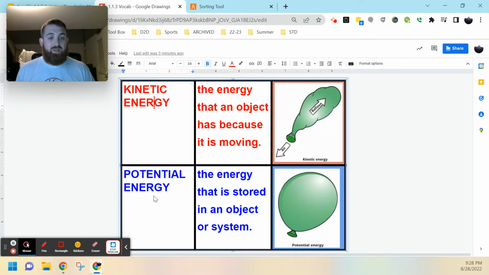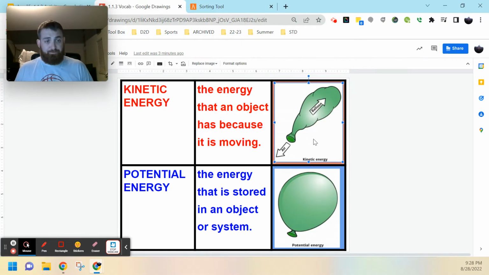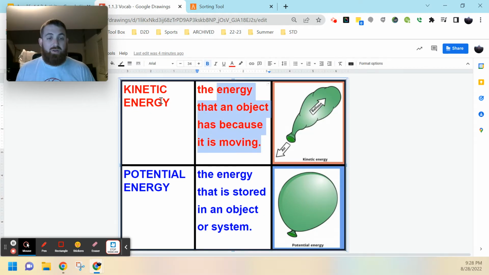Now, we know we have two different types of energy. The first one is kinetic and the second one is potential. Kinetic is the energy an object has because it's moving. So we know, for example, our balloon here has kinetic energy because our object would be moving. If our balloon is flying through the air, shooting air out the backside, it's moving, therefore it has that kinetic energy.